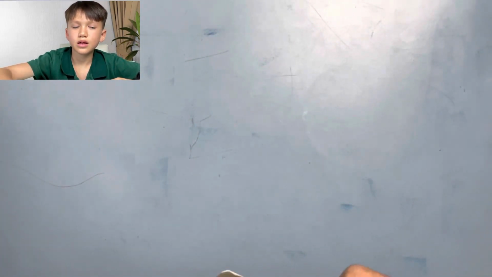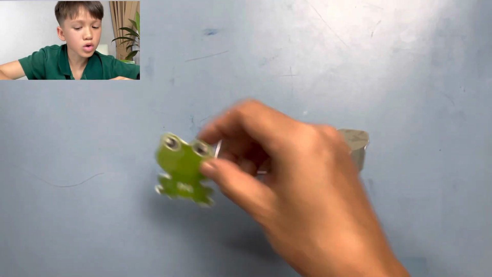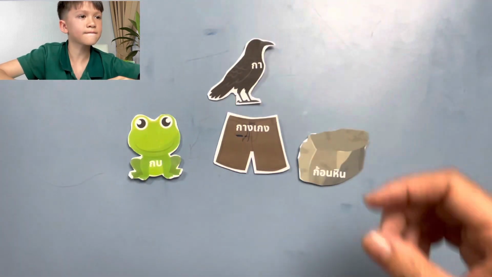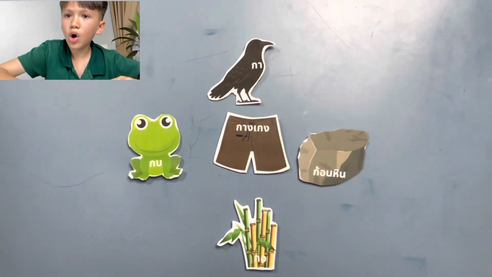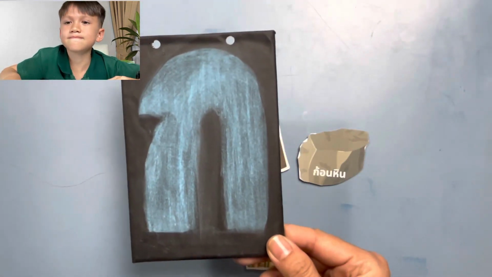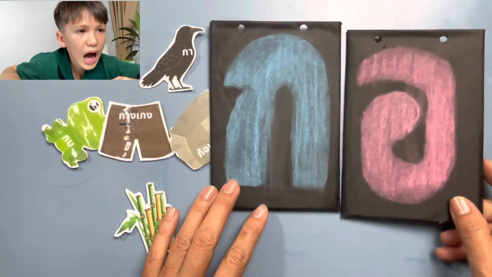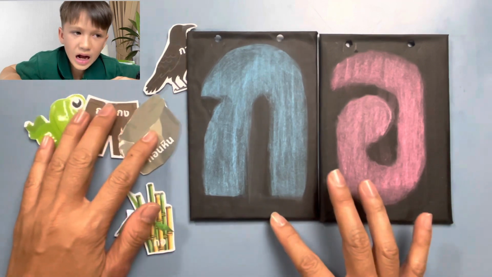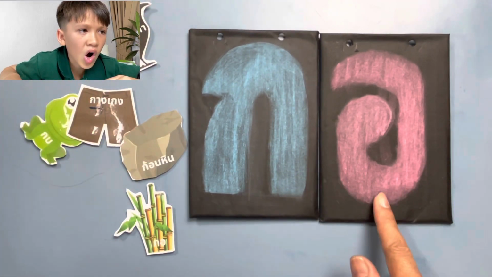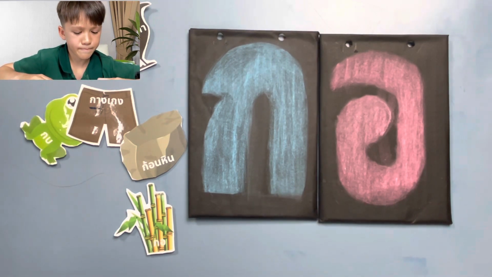Now I'm gonna put them down and you're gonna tell me what exactly they are. What is this? Gàng gèng. What's this? Gò. What's this? Gà. What's this? Gò. Very good. And all of them are gò gài. And what is the sound of this letter? Gò, o, gò. Okay, very good.